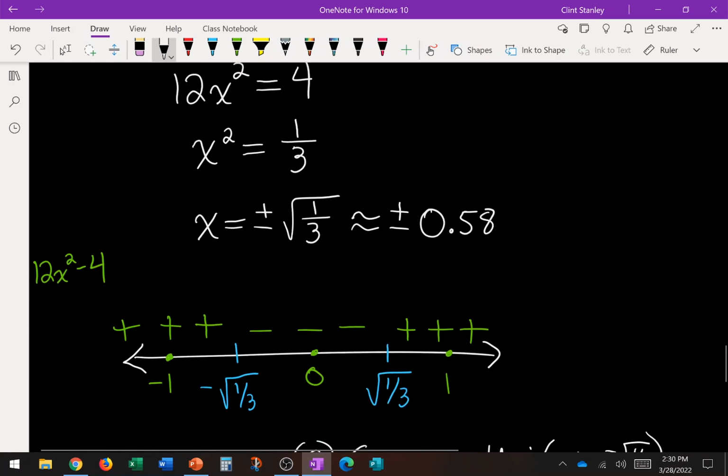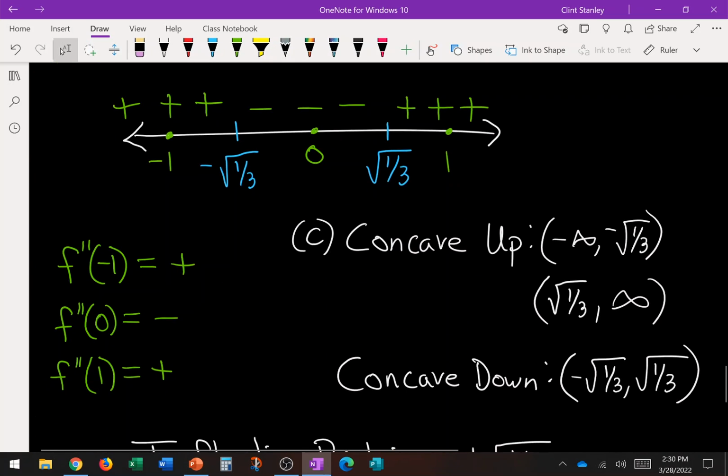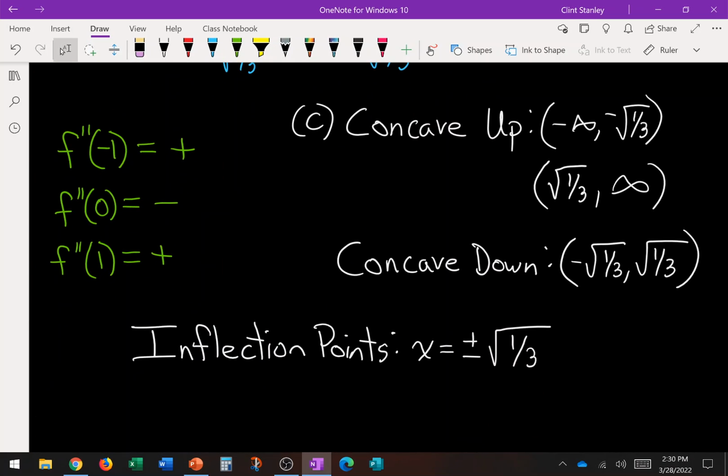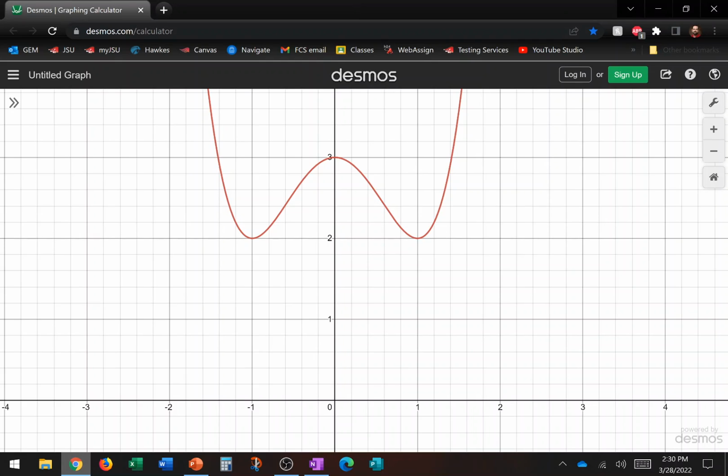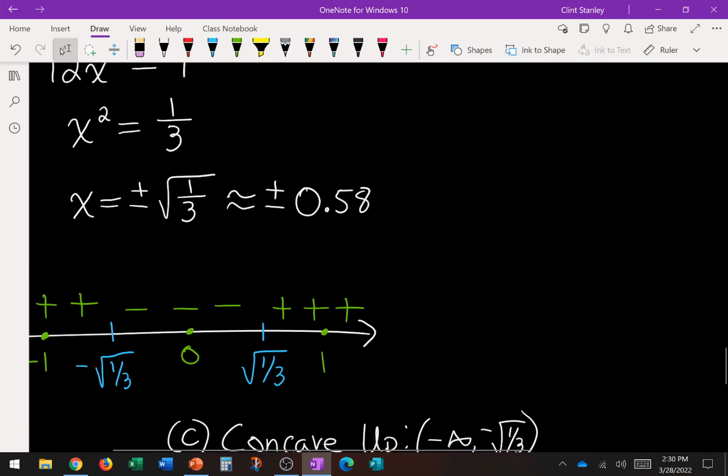And then concavity. It's a little bit harder to see exactly where we transition. This part's easy to see, it's concave up, but where does it change over? Where's that inflection point? Harder to see. We said it should be at negative square root of 1/3, or negative square root of 3 over 3, about negative 0.58.